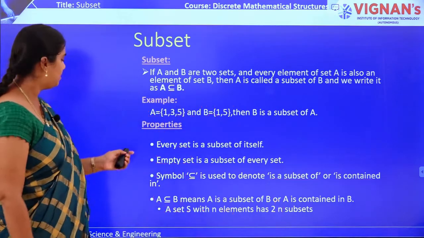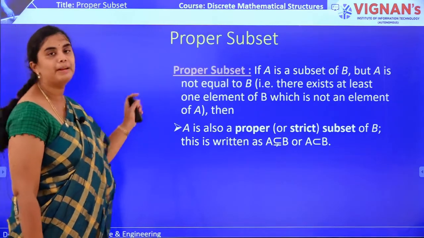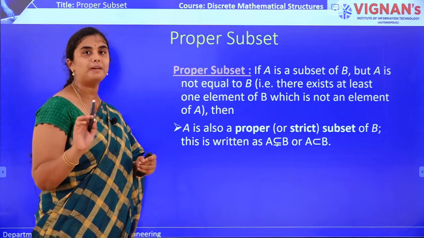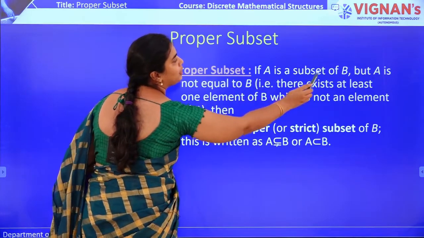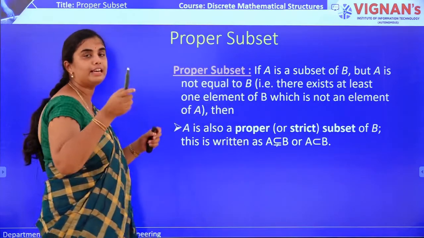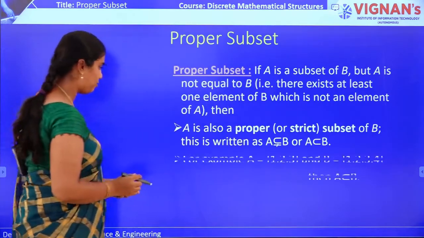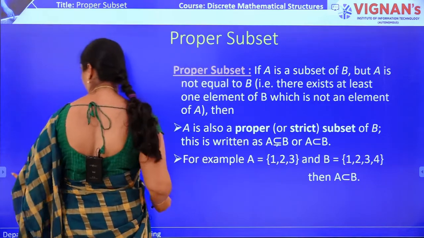Now let us see the next one, which is a proper subset. When coming to the definition, a proper subset is: if A is a subset of B, but A is not equal to B. That means, if you see this example, here A contains the elements 1 2 3.